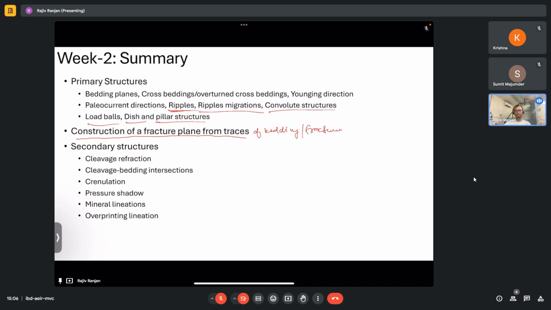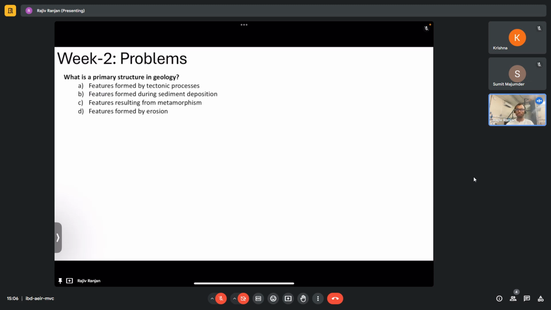Then in the last couple of lectures, you learned about secondary structures, where you learned cleavage refractions, different types of cleavages, cleavage-bedding intersections, granulations, lineations, pressure shadows, mineral lineations, and overprinting lineations. Today I have covered some basic problems from all these topics, and while we go through the problems, you will revise the lectures of this week too.